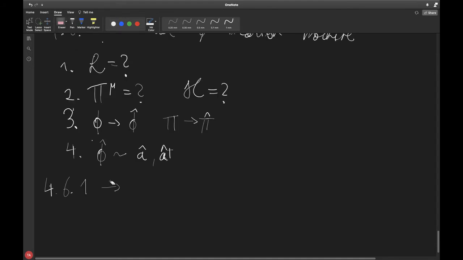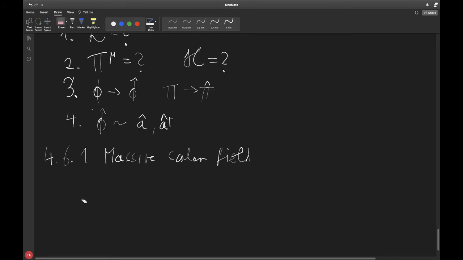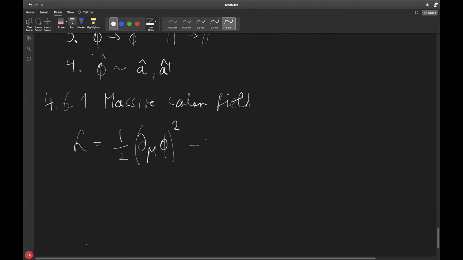4.6.1 is going to be for the massive scalar field. So the first step was that we write down the Lagrangian. This we already have done. So the Lagrangian was 1/2 the derivative of phi times the derivative of phi, so that's the derivative of phi squared, minus 1/2 m squared phi squared.